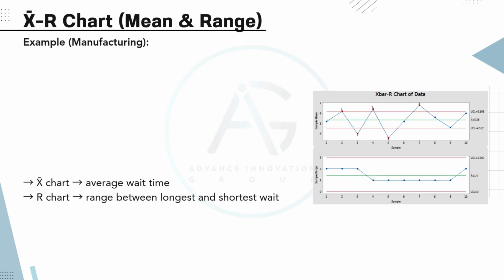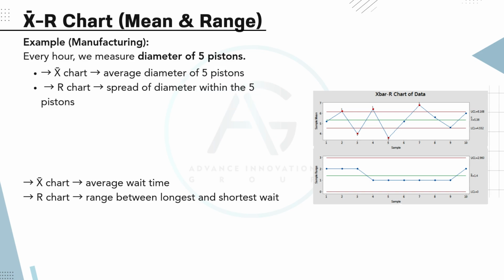Example: manufacturing. Every hour we measure the diameter of 5 pistons. X chart, average diameter of the 5 pistons. R chart, spread of diameter within the 5 pistons. Detects if the process mean drifts and if variability increases.